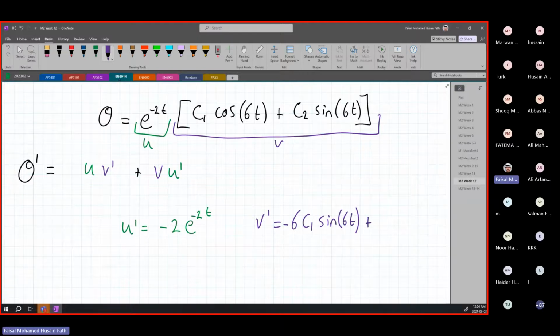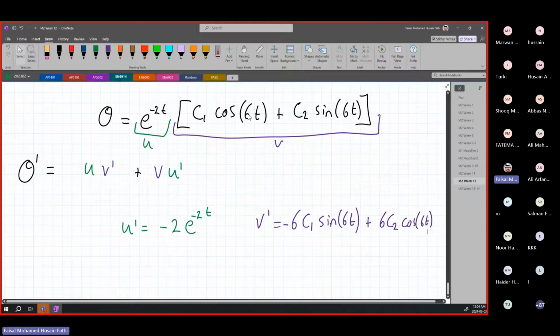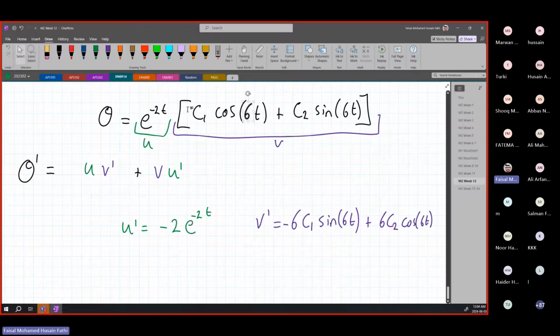Plus C2 is a constant, so it stays the same. 6 times C2, so it's 6C2 cosine 6t. All right. Again, the differentiation here is very simple. You're just multiplying, you remember chain rule, 6 times outside. C1 is just like a number. It's a 5, 10, 20.